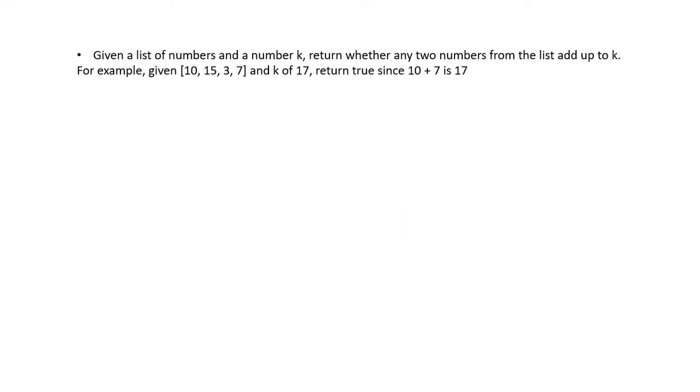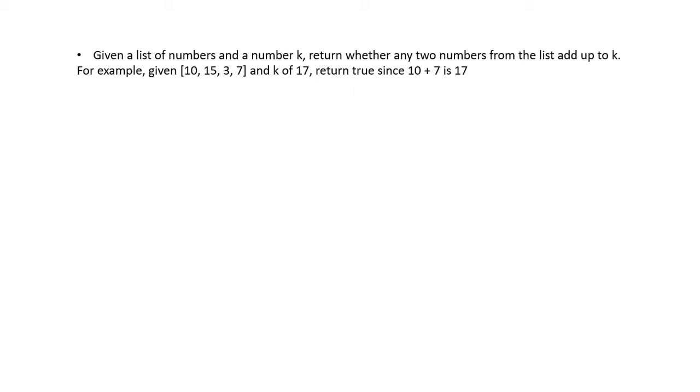Given a list of numbers and a number k, return whether any two numbers from the list add up to k. For example, if we have an array of numbers 10, 15, 3, 7 and k is 17, we have to return the two numbers which give the total sum of 17. So in this case, 10 and 7.